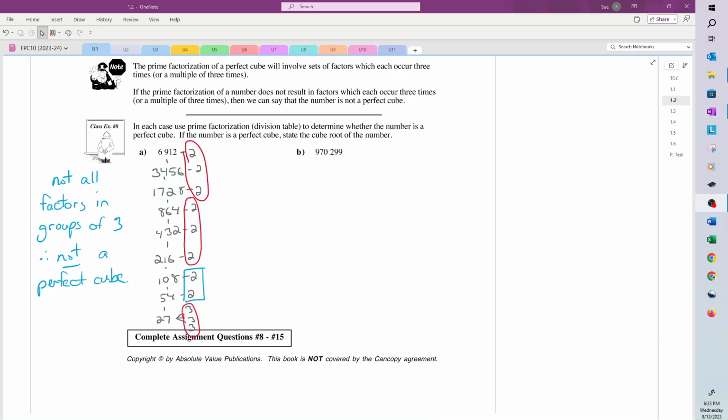Okay, example 8a, when I factor it into its prime factors, there's a couple of sets of 3, but there's one group of 2s left over. And since not all my factors come in groups of 3, I can't split them into 3 equal groups, and it is not a perfect cube. Pause the video again and do the last example for this lesson.